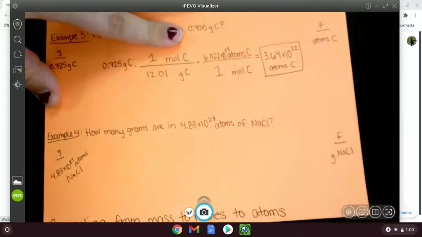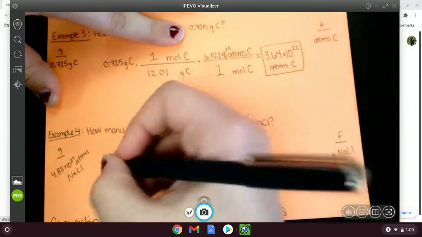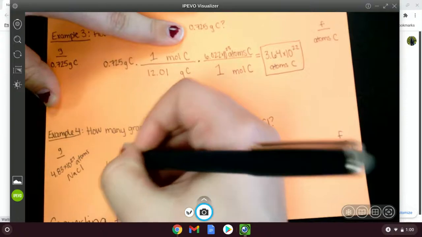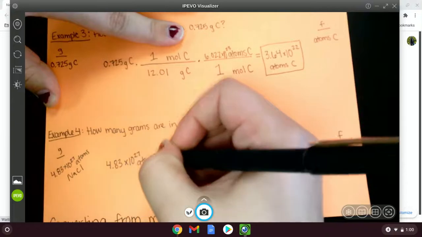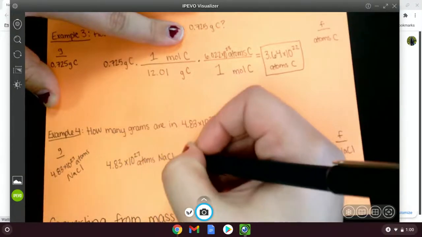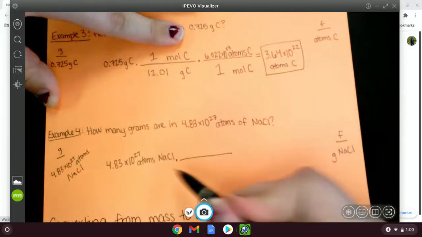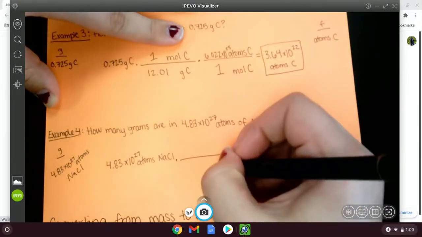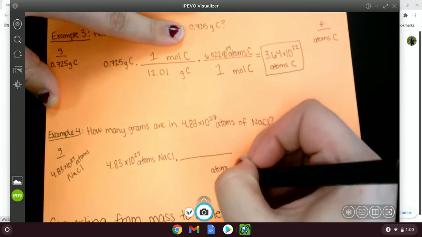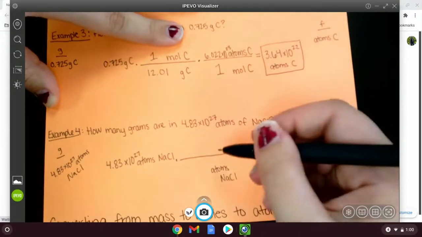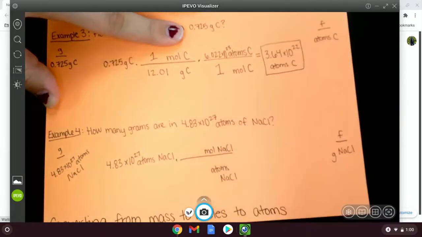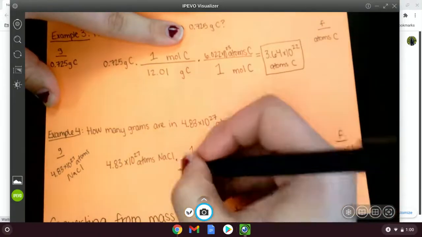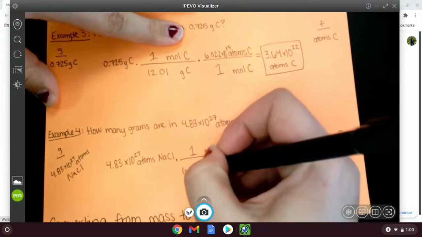Remember to always, always, always start with what you're given. So I'm going to start with my 4.83 times 10 to the 27th atoms NaCl, dot and a line. I'm going to need atoms of NaCl on the bottom, so they cancel each other out and go away. And I'm going to have moles on top. We always go through the mole to get from atoms to grams. 1 is the number that always goes with mole. 6.022 times 10 to the 23rd is the number that goes with atoms.